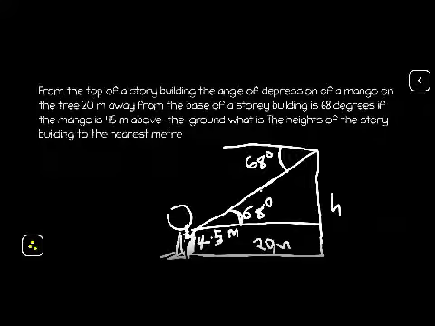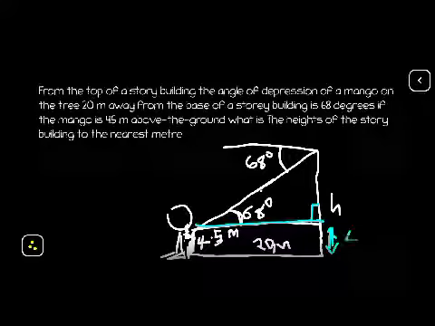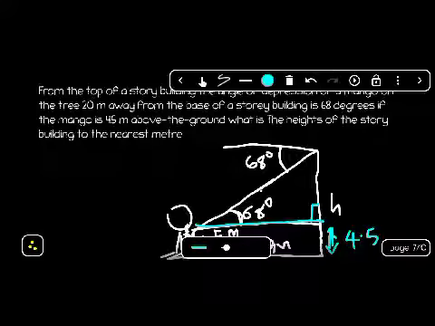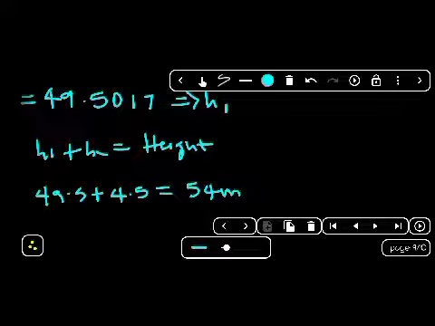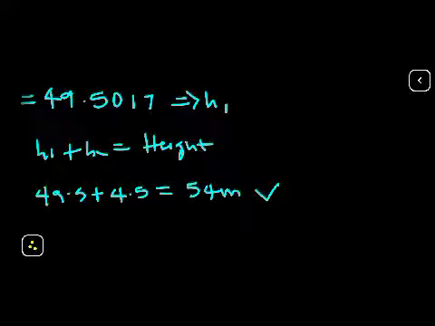So by finding the remaining height of the story building using this triangle here, we were able to get h1, which is the remaining height. We added it to the other height this way, which is corresponding to 4.5, which is the height of the mango to the ground. And then we were able to get our final answer. So understanding the question, you get your answer. And this is actually correct. I just checked the back of the textbook, and this is the answer. So you can do the same.